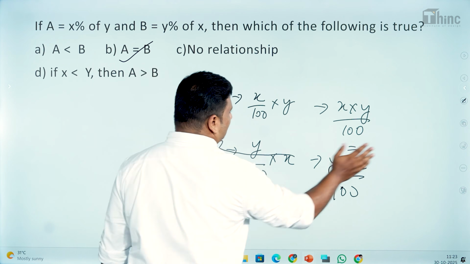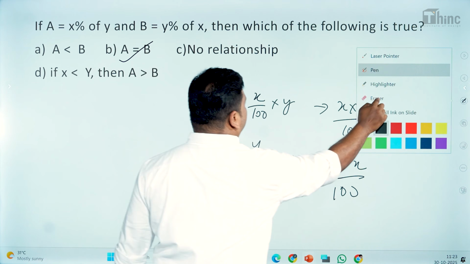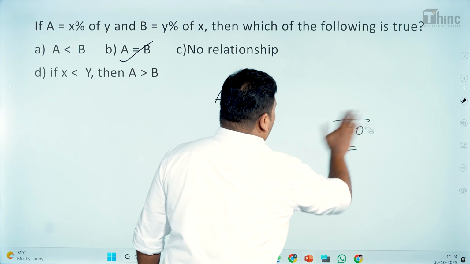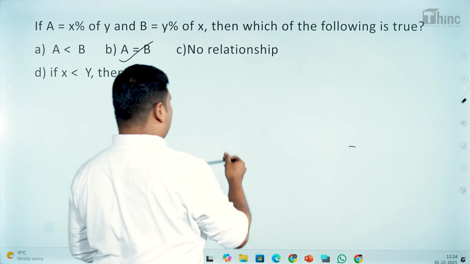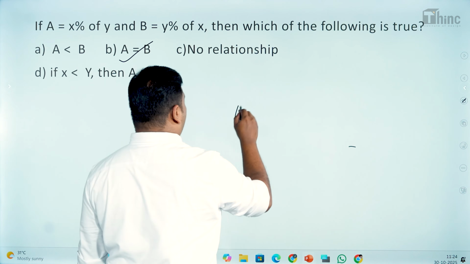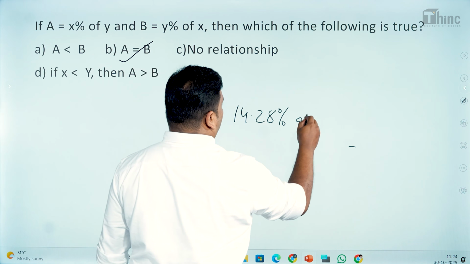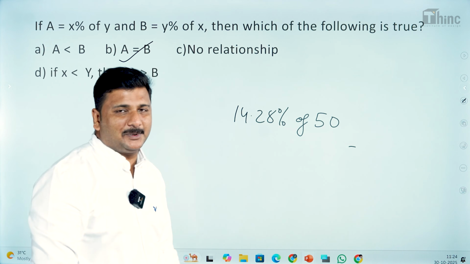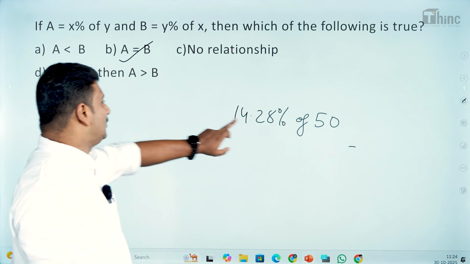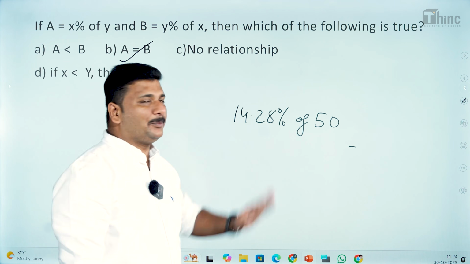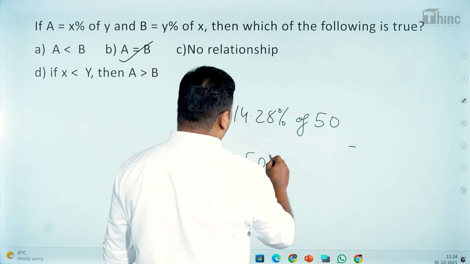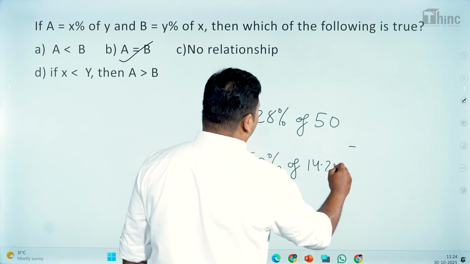So imagine in a question, let's say we need to find 14.28% of 50. This is what I need to find out, 14.28% of 50. Now a percentage of b is always equal to, or x percentage of y is always equal to y percentage of x. So to find 14.28% of 50, all we need to do is just find the reverse, that is 50% of 14.28.